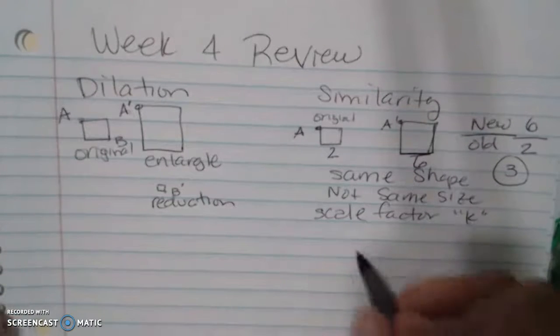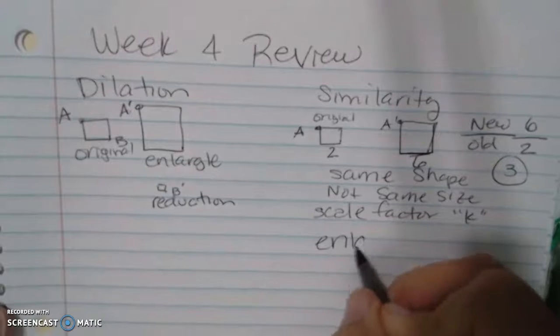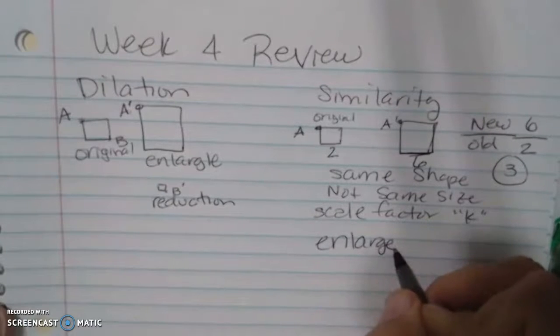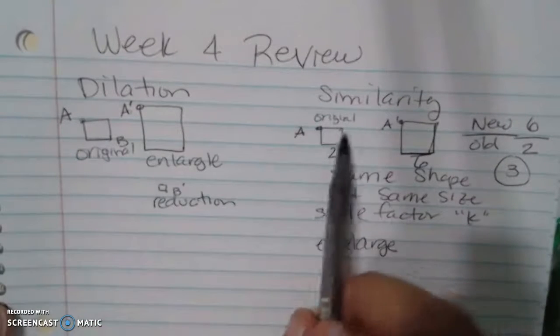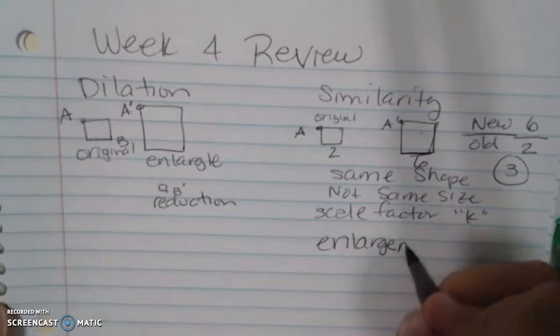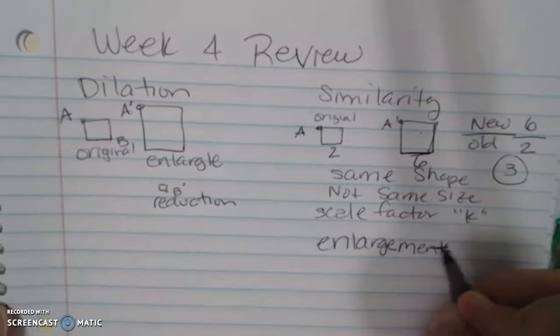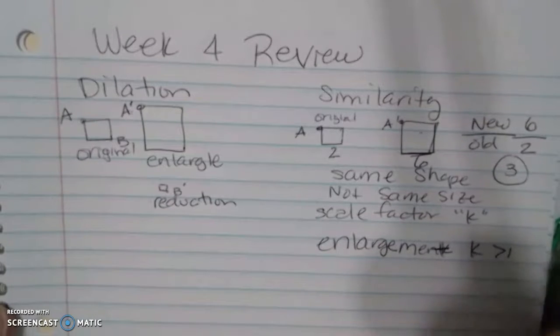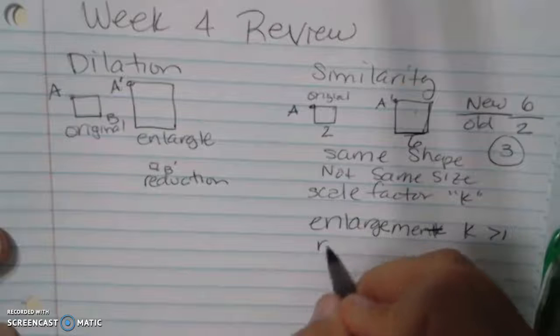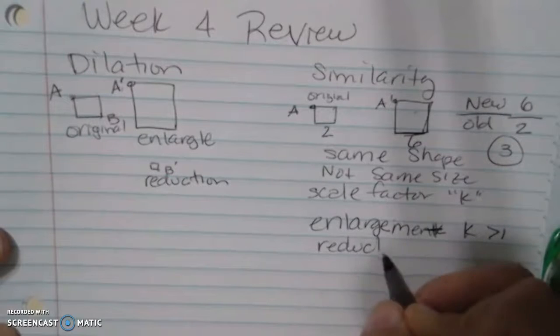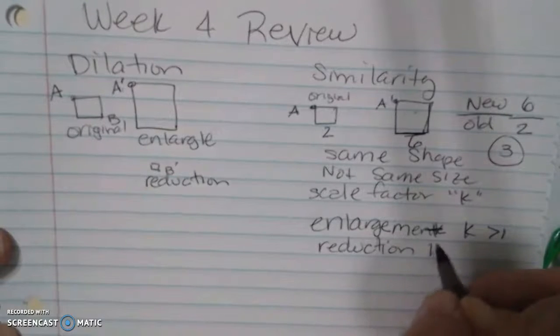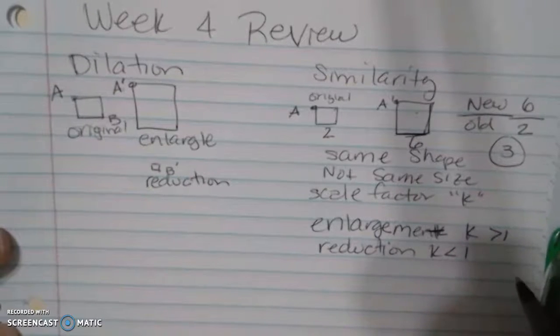One thing that you need to see is that when the dilation creates two similar figures and it's an enlargement, your K factor is going to be greater than 1. But in a reduction, the K factor is going to be less than 1. It's going to get smaller.